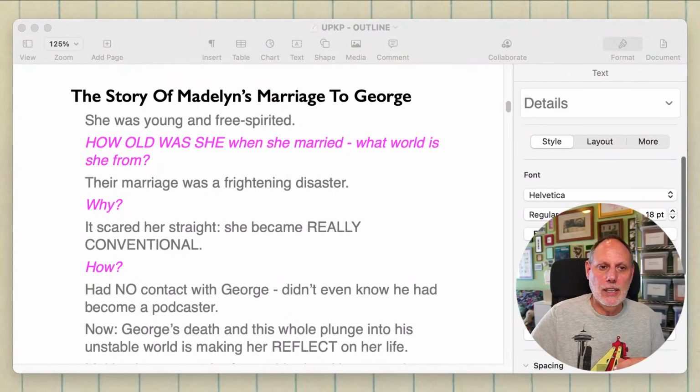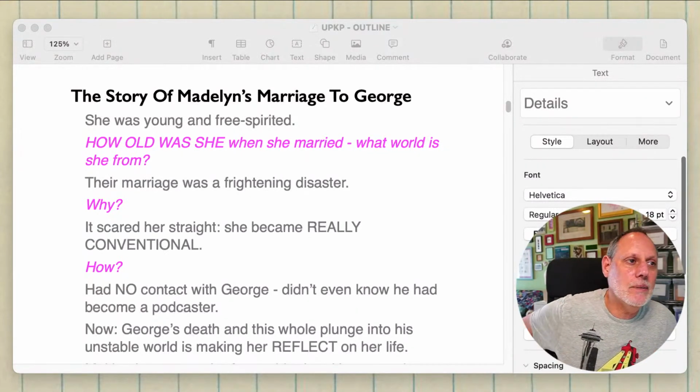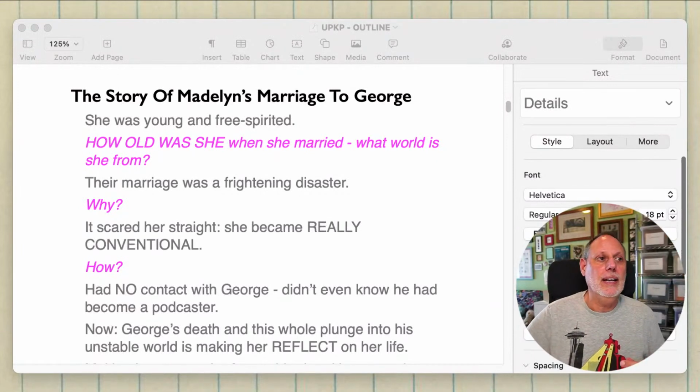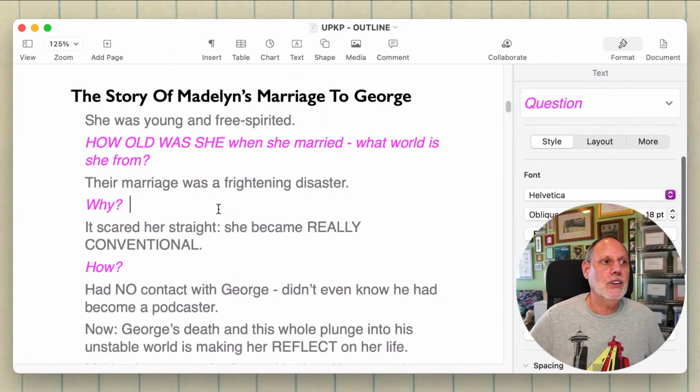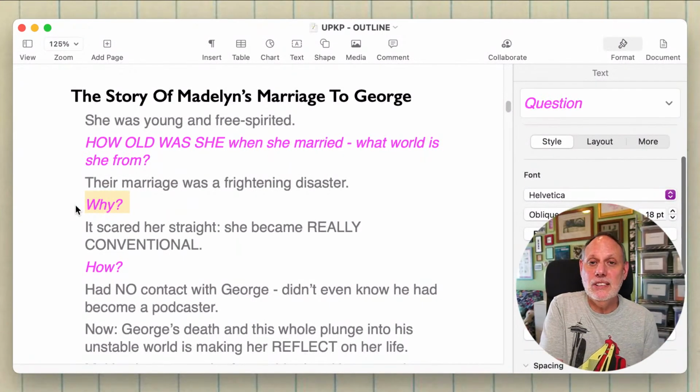That's what I often look like when I'm working on a character. I'm trying to say, what would it be like to be this person? So I like that. I like Madeline's story. There's still, as we can see here, a lot of questions. Their marriage was a frightening disaster. Why? I don't know yet. I know that George was nuts.